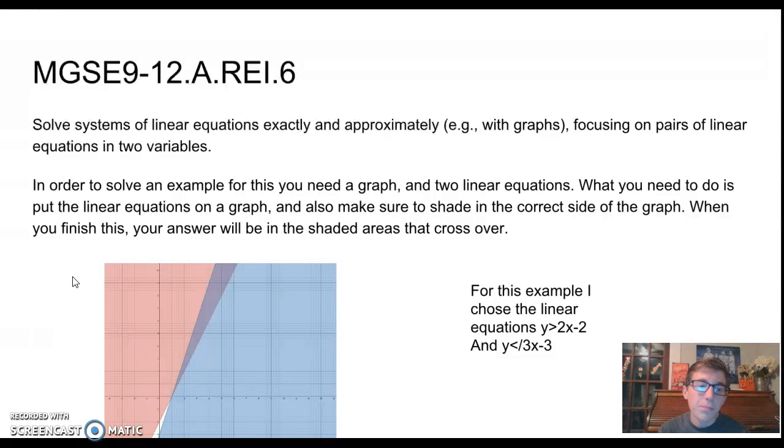This one, in order to solve an example for this, you would need to graph the two linear equations. What you need to do is put the two linear equations on a graph. Also make sure you shade on the correct side of the graph. And once you finish this, your answer will be in the shaded area.